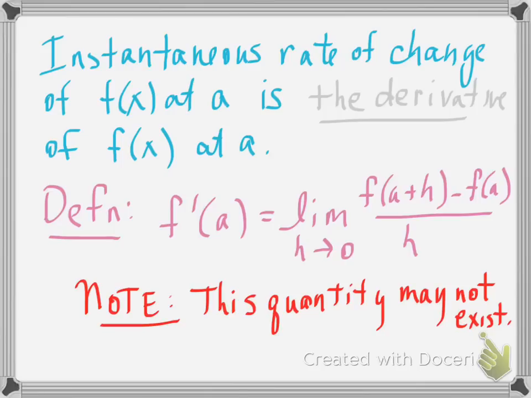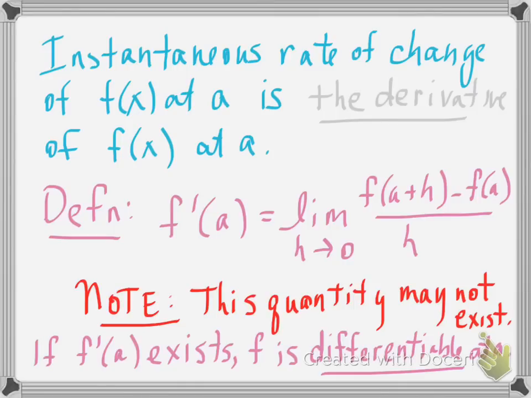So it should be noted that this quantity may not exist, and we will spend some time thinking about when this quantity does not exist. But if it does, if f prime of a does exist, then we say that f is differentiable at a.